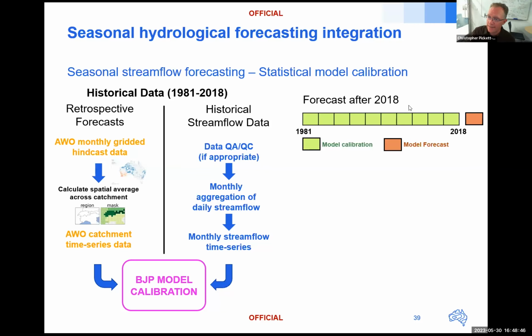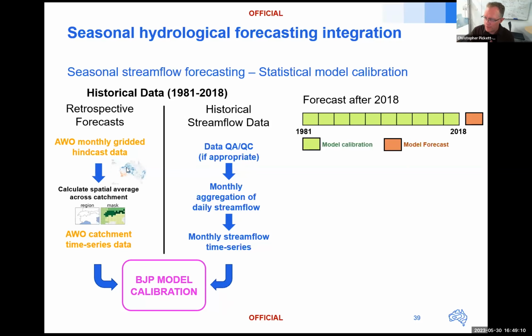And incidentally, these retrospective forecasts from Australian Water Outlook, from AWRA-L, are the same ones that were used to generate the forecast skill of the seasonal forecasts, the gridded seasonal forecast that I showed previously. So there's a very direct link there. That's confusing; I can come to that again. Just very briefly, so that's fine.